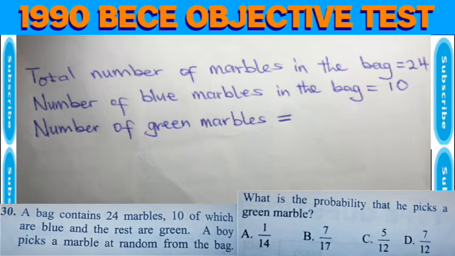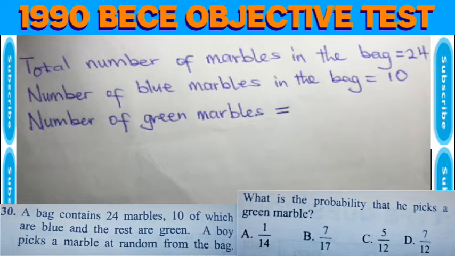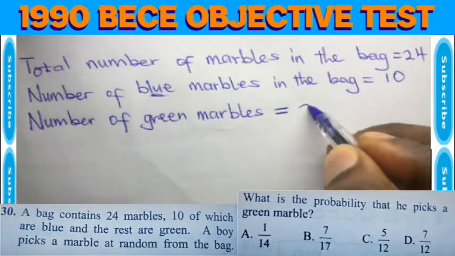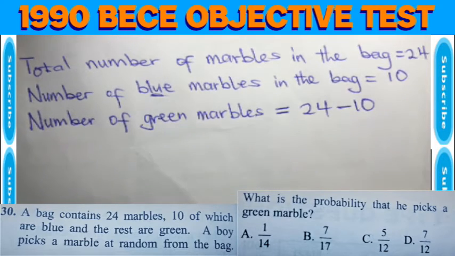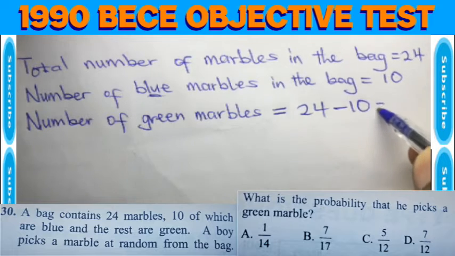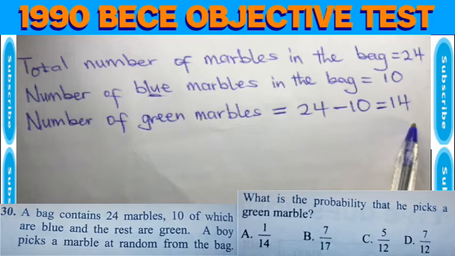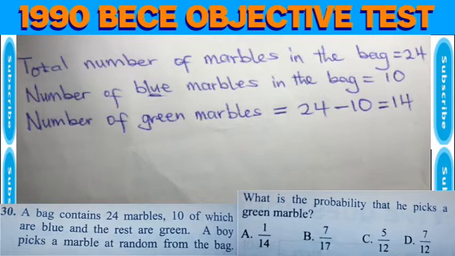So with the number of green marbles, we have both the green and the blue marbles in the bag, and together they result in a sum of 24 marbles in the bag. So if the number of blue marbles is 10, then the remaining number in the bag will be the number of green marbles. To find that, we subtract the 10 blue marbles from the total number of marbles in the bag. So it will be 24 minus 10, and this will give us a difference of 14. So the number of green marbles in the bag will be 14.